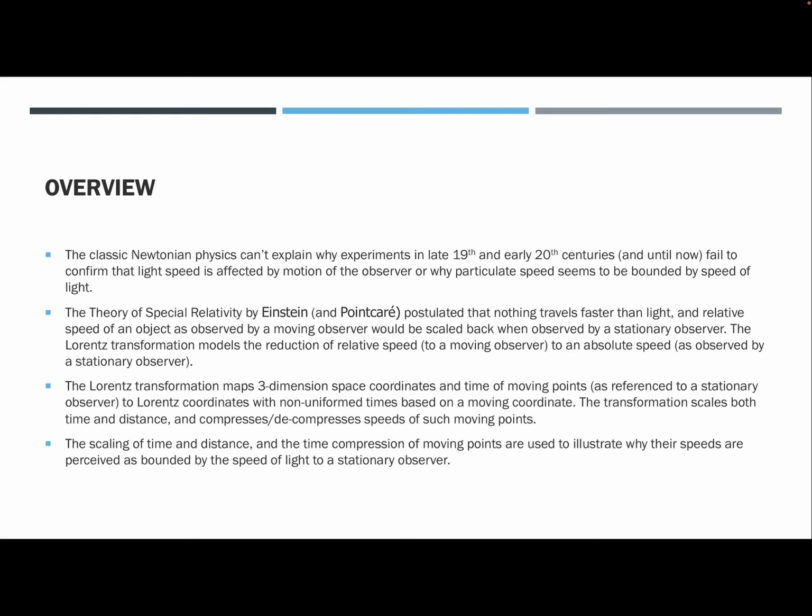I'm not going to read off the slides. I'll let you do that at your convenience. And I want to stress that the Lorentz is a transformation that applies to points of interest, and I would stress moving points, and it does it in such a way that speeds are compressed, and that reflects the fact that the absolute speed as viewed by a stationary observer remains capped or bounded at the upper end to the speed of light.